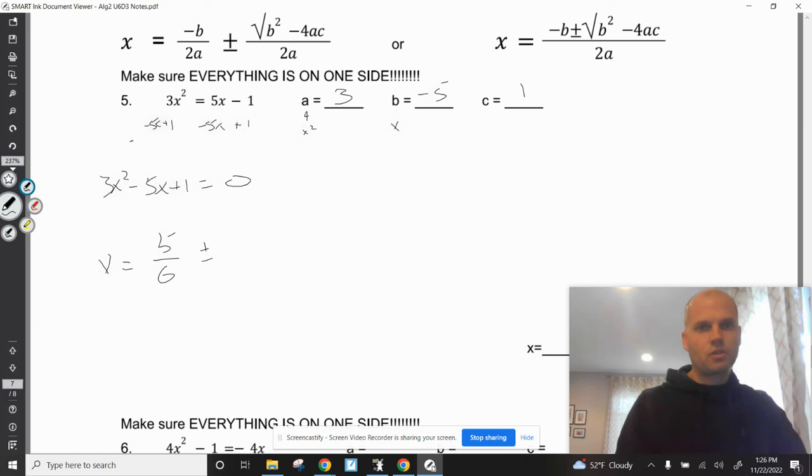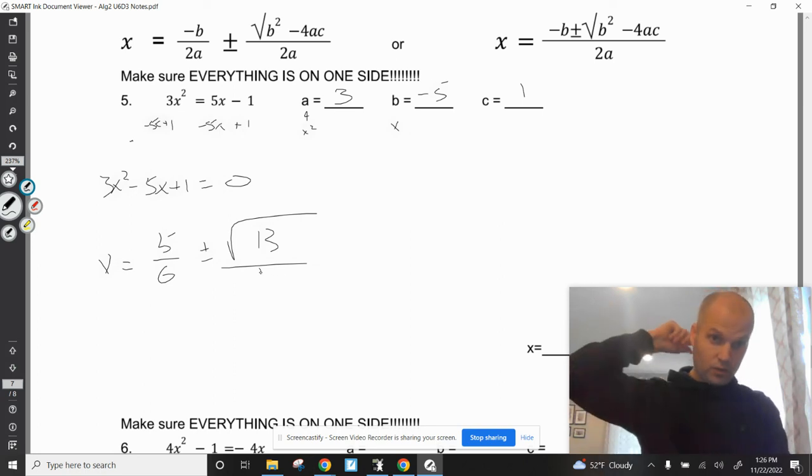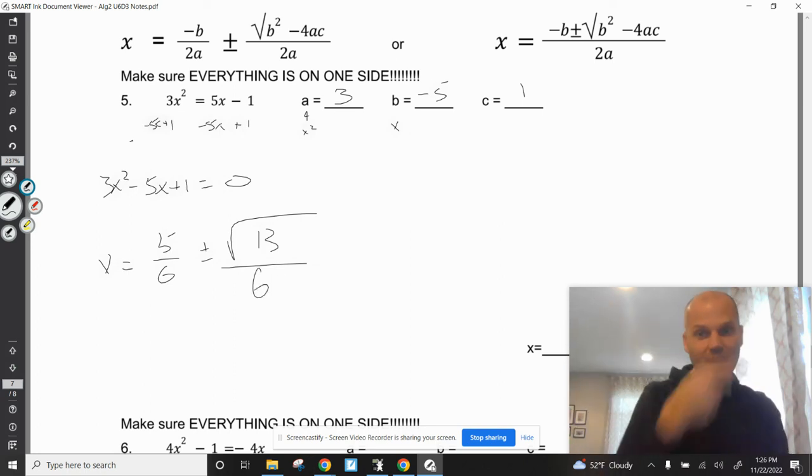I got plus or minus. Ready? B squared is 25. So 4 times 3 times 1 is 12. 25 minus 12 is 13. I get the square root of 13, that's the b squared minus 4ac. 25 minus 12, yep, all over 2 times A. And I can't simplify the square root of 13 because there are no perfect squares that go into it.